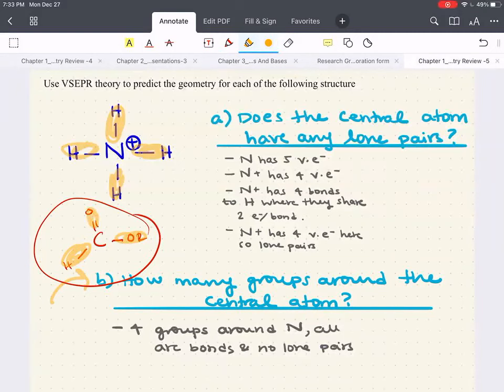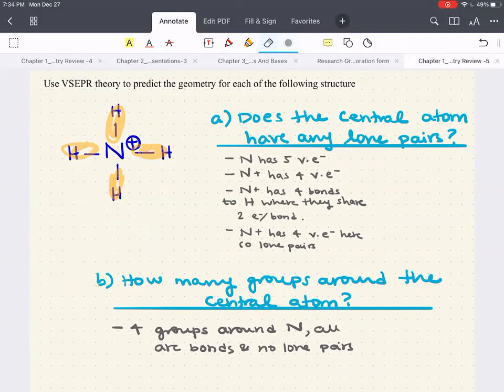You do not double count for double bonds, which is the reason that we use the word group or electron dense areas, as to not say bonds and then you double count double bonds or triple count triple bonds. All right, we're not counting the number of bonds per se, we're counting the number of groups or electron dense areas around the central atom. So that's the distinction, and the reason why I'm trying to be very careful in using the words groups or electron dense areas.